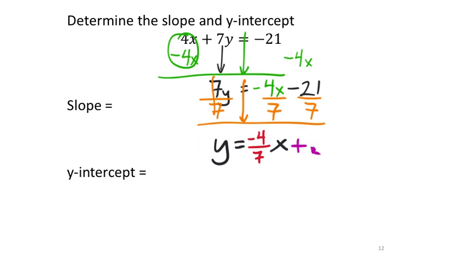How about the plus b part of that? Well, you got negative 21 divided by 7. That is going to give us negative 3. Okay, so that gives us the slope and y-intercept. And if we needed to graph this, we could.